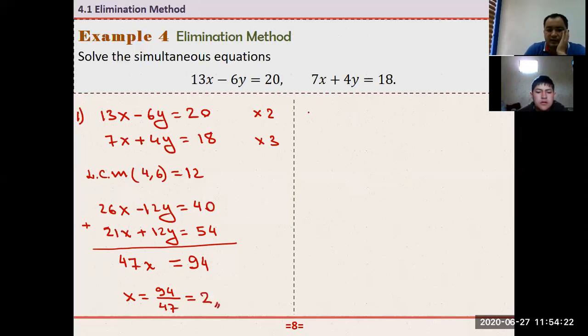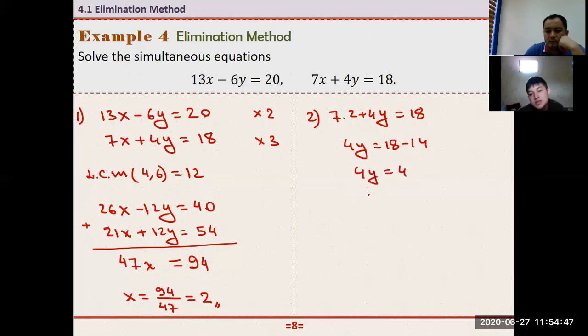Done. So now we need to find the value of y. Either substitute here or here. Let's substitute in the first equation. 7 times x, 7 times 2 plus 4y equal to 18. 7 times 2 it will be 14. 14 plus 4y, and we will take 14 to the right side. So y is 1.